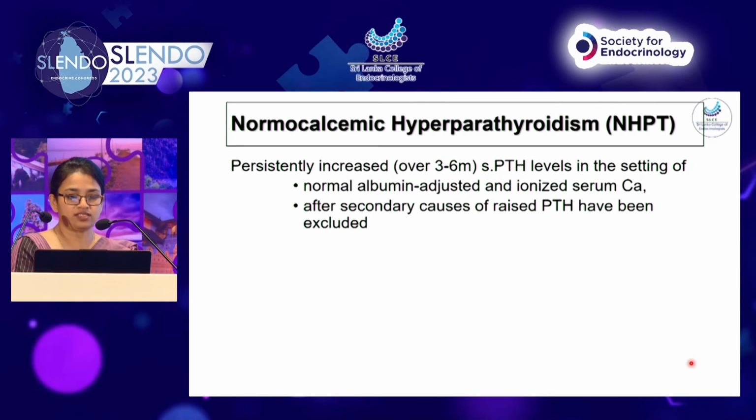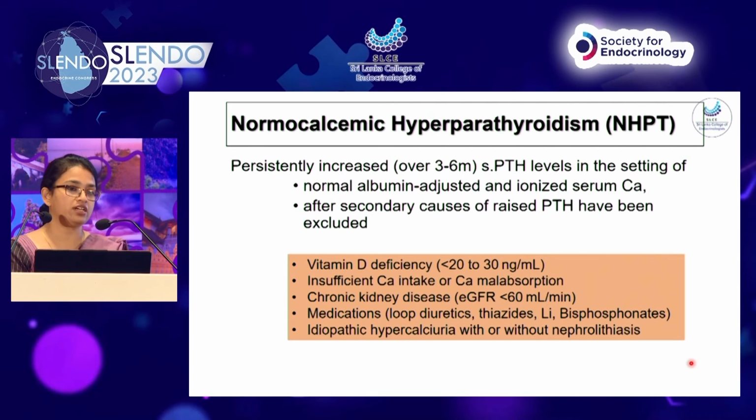Switching on to normocalcemic hyperparathyroidism, the definition, as the name implies, is persistently increased serum PTH level in the setting of normal albumin-corrected or ionized calcium levels after secondary causes of raised PTH have been excluded. There are several causes where you can get normal calcium and high PTH, like vitamin D deficiency, malabsorption, chronic kidney disease, medications, and idiopathic hypercalciuria. You need to exclude all these to call this normocalcemic hyperparathyroidism. And mind you, it has to be persistent, at least 2 tests over 3 to 6 months.